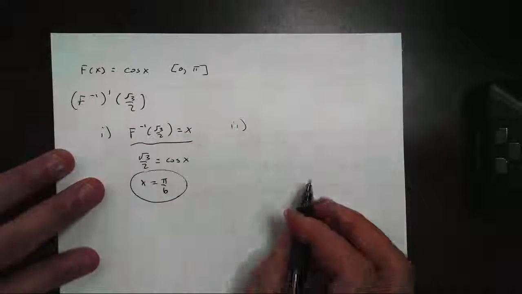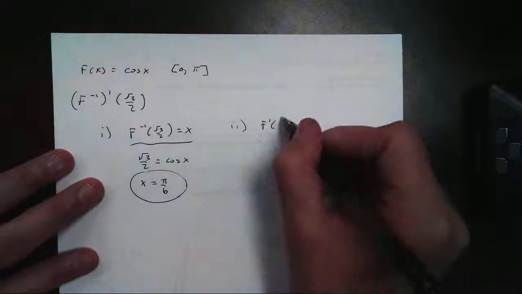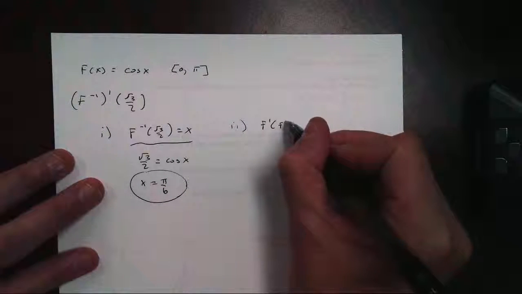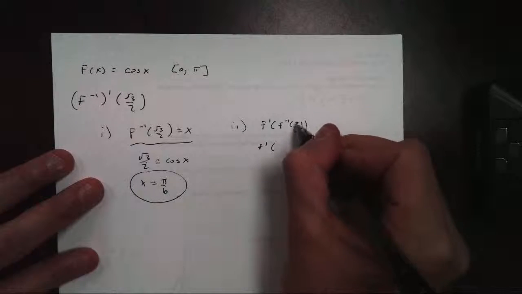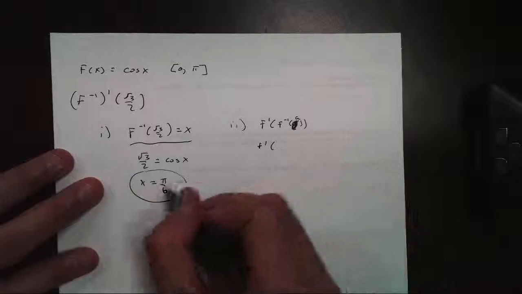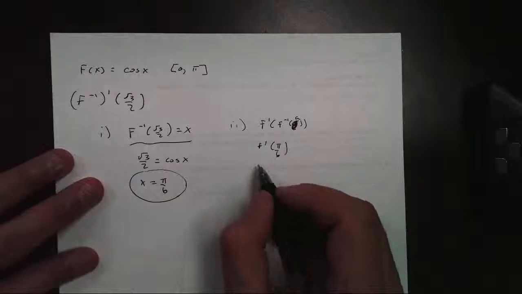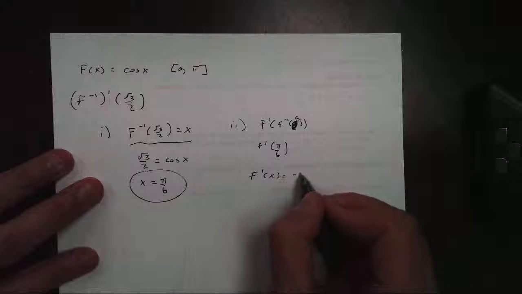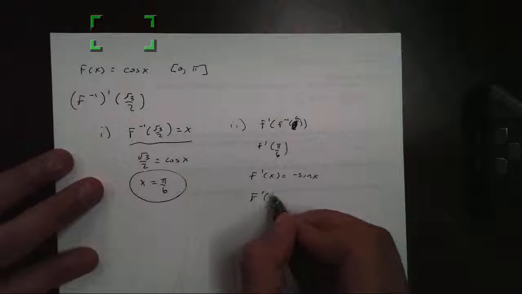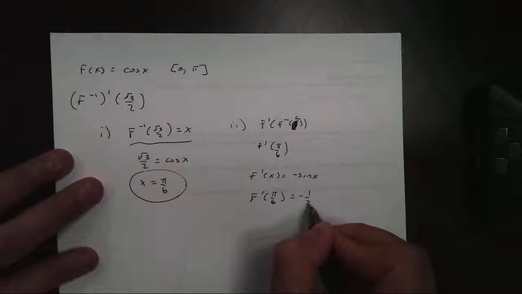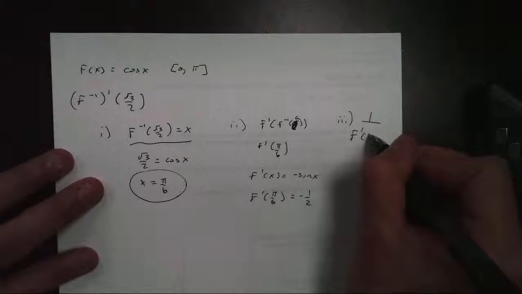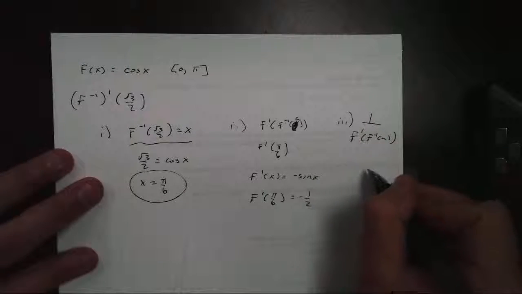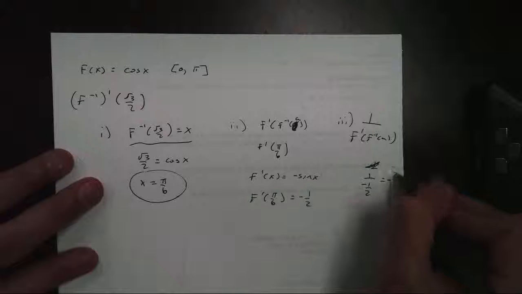Step 2, now I want to find the derivative of the function at that point. Sorry, I want to find the derivative at pi over 6. So I find the derivative of my function. It's negative sine of x. And if I plug in pi over 6, we get negative 1/2. And our third and final step is just 1 over the derivative at the value of the inverse, which we just found was negative 1/2. So I get 1 over negative 1/2, which is just negative 2.